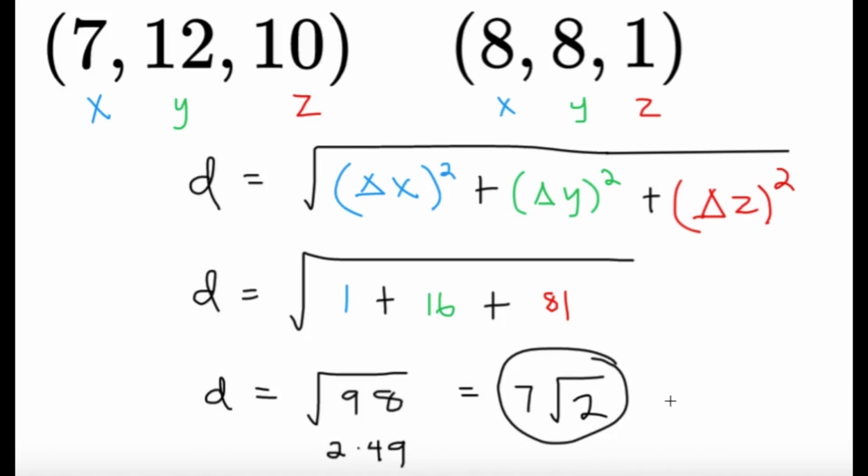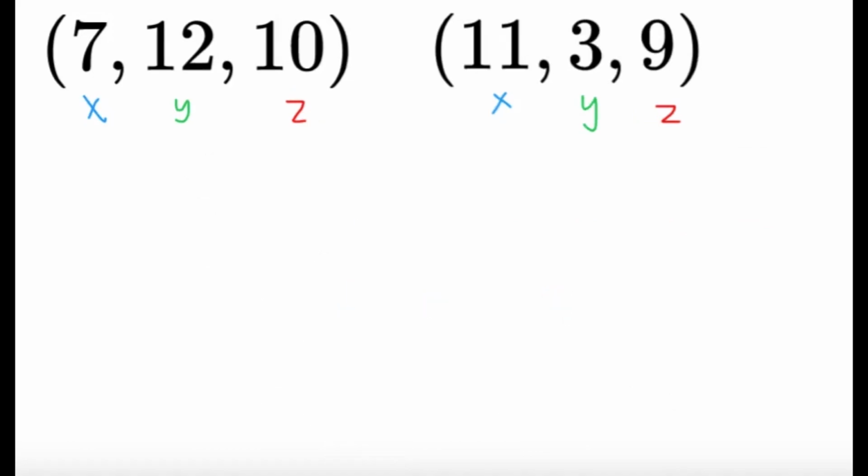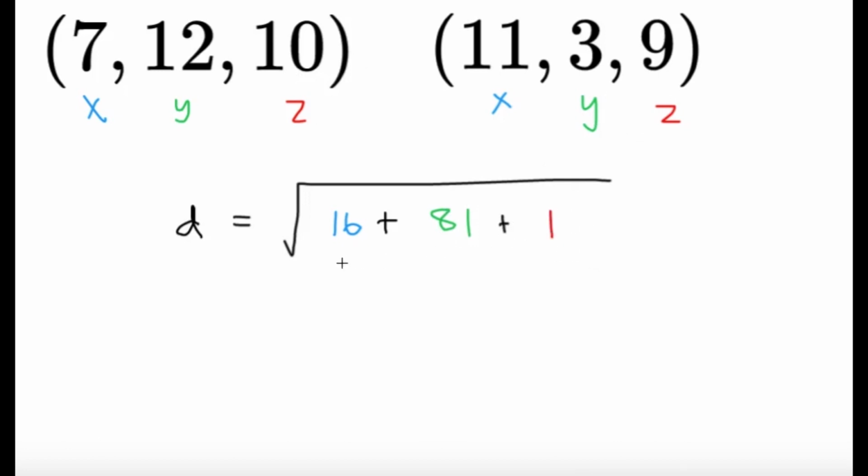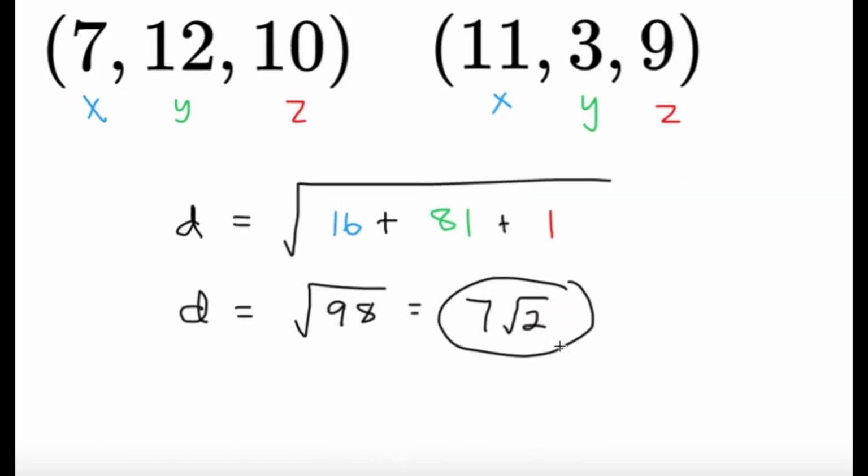Alright, let's check the next pair of points. 7, 12, 10, and 11, 3, 9. Same formula, the distance is equal to the square root of the square of the change in x. Change in x is 4, so 4 squared, that's 16. Change in y, 12 and 3 have a difference of 9, so 9 squared, that's 81. For the square of the change in z, the difference of 10 and 9 is 1. So 1 squared, that's just 1. So it's the same triplet of values, just like in the previous example. So it would have to be the square root of 98, and again, it's going to be 7 square root of 2. All right, pretty interesting. They have the same distance.